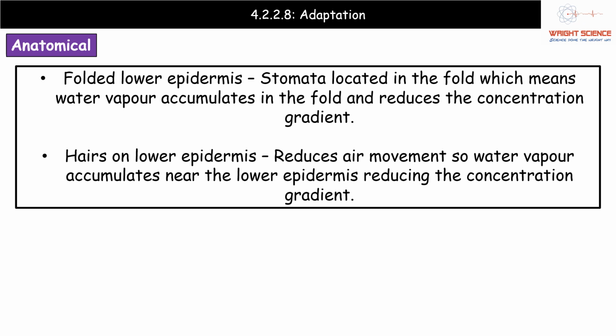Last one, having hairs on the lower epidermis. This is all about reducing air movement around obviously the lower part of our leaf, and therefore water vapour accumulates near that lower epidermis, once more reducing the concentration gradient. So you've probably noticed there's a bit of a theme with these, that it's all about making sure we can get as much water as possible from the surroundings while reducing the water loss from the plant as much as possible.